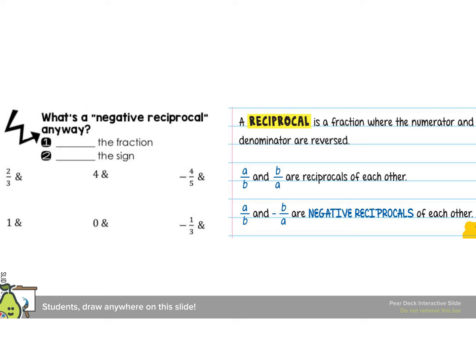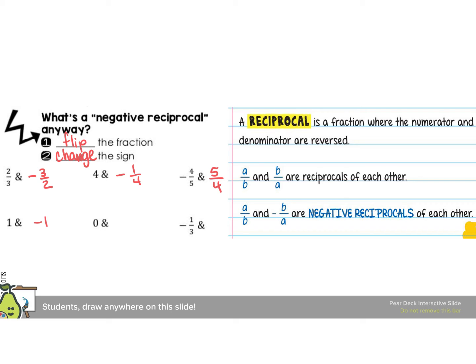So a negative reciprocal is where we, like we just said on the previous slide, flip the fraction and change the sign. So let's write some negative reciprocals or opposite reciprocals. If we have 2/3, the perpendicular slope to that would be negative 3/2. If we have 4, the perpendicular slope to that would be negative 1/4. If we have negative 4/5, the perpendicular slope to that would be 5/4. If we have 1, the perpendicular slope to that would be negative 1.